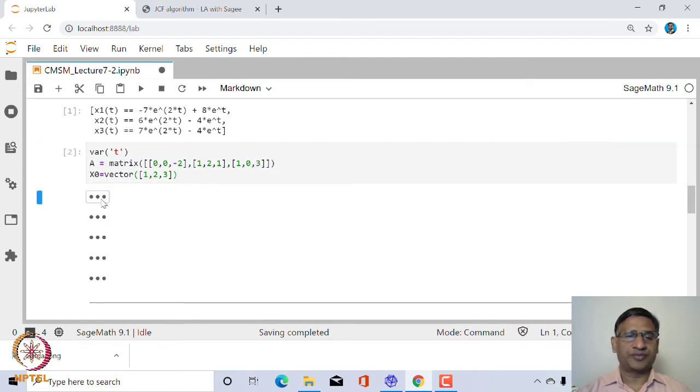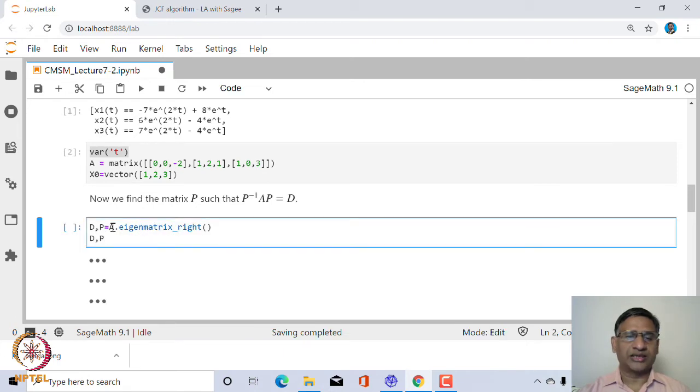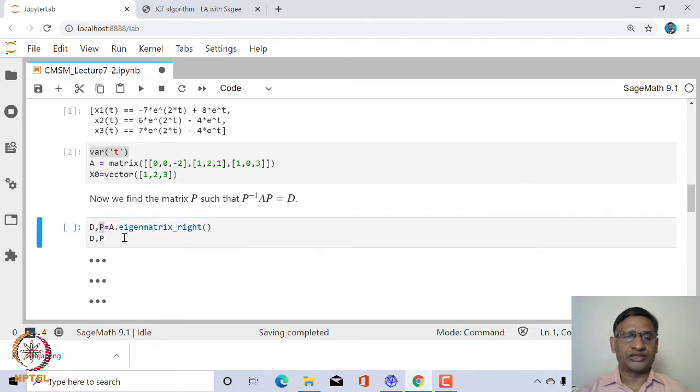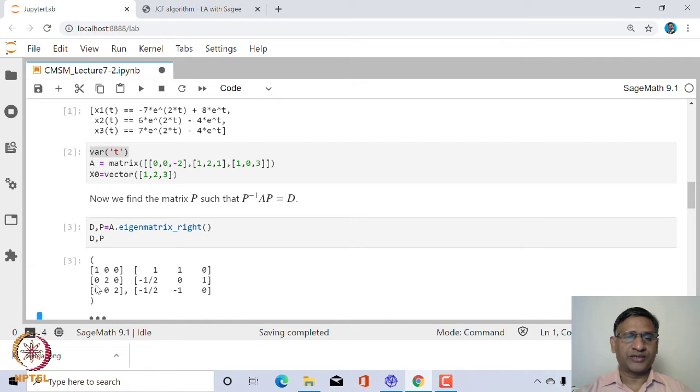So these are the matrices, and declare t as a variable. Next what we need to do is find the matrix P such that P inverse AP is D, that is, we need to diagonalize this matrix, and we know how to do that. So we can simply say A dot eigenmatrix underscore right, this will give me the diagonal matrix of eigenvalues and this matrix P. So let us run this.